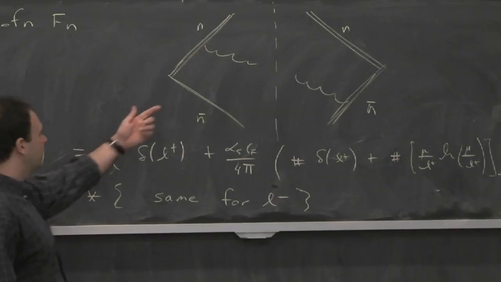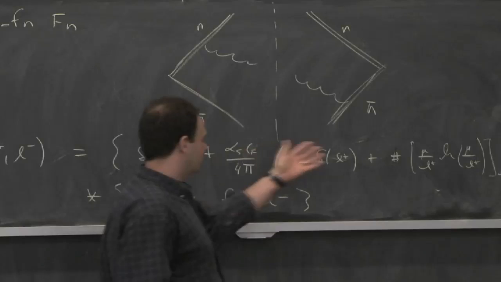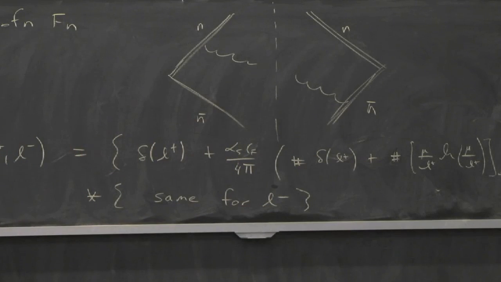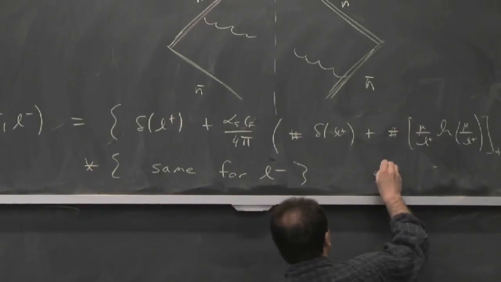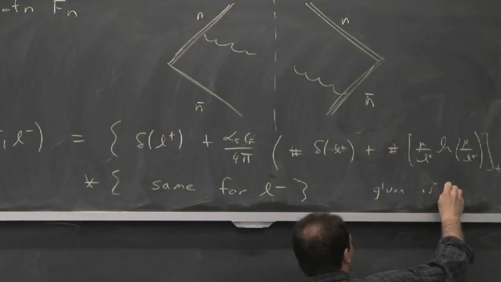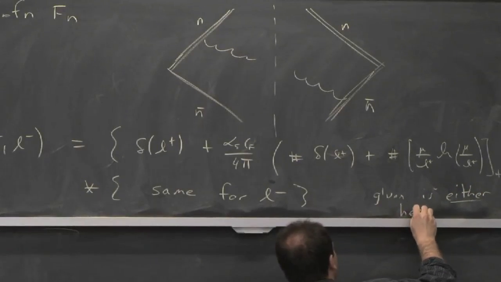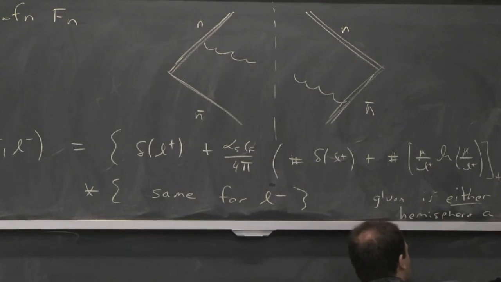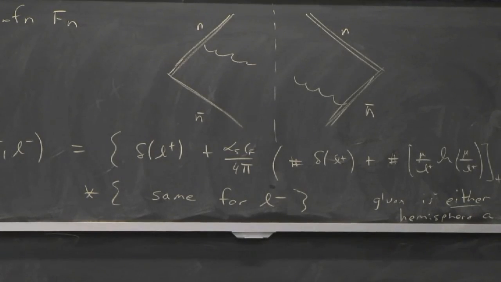And the reason that happens is if you only have one gluon, it's either in hemisphere A or hemisphere B. It can't be in both. So the alpha S corrections are either a function of L plus or a function of L minus. And that's why it has a very simple structure at one loop. So that gives you an idea what these perturbative functions look like.